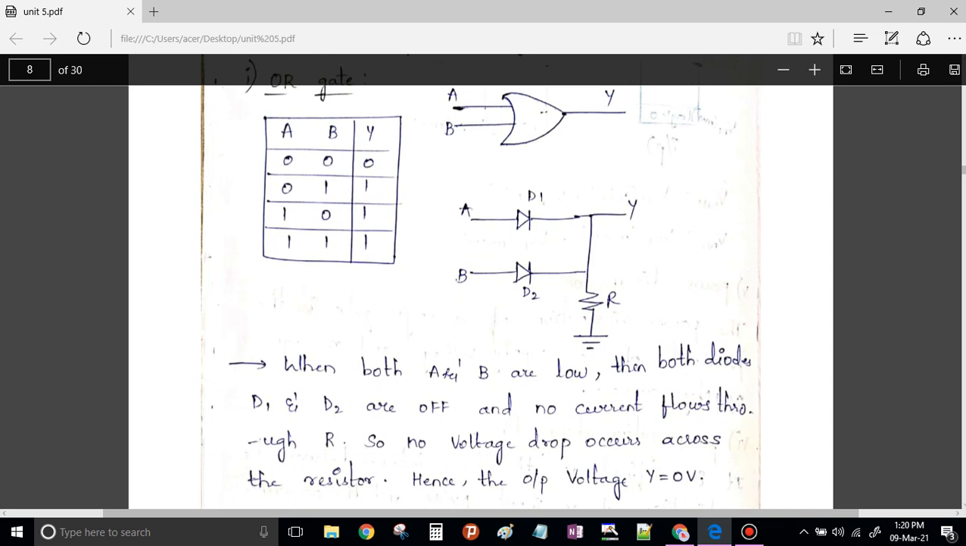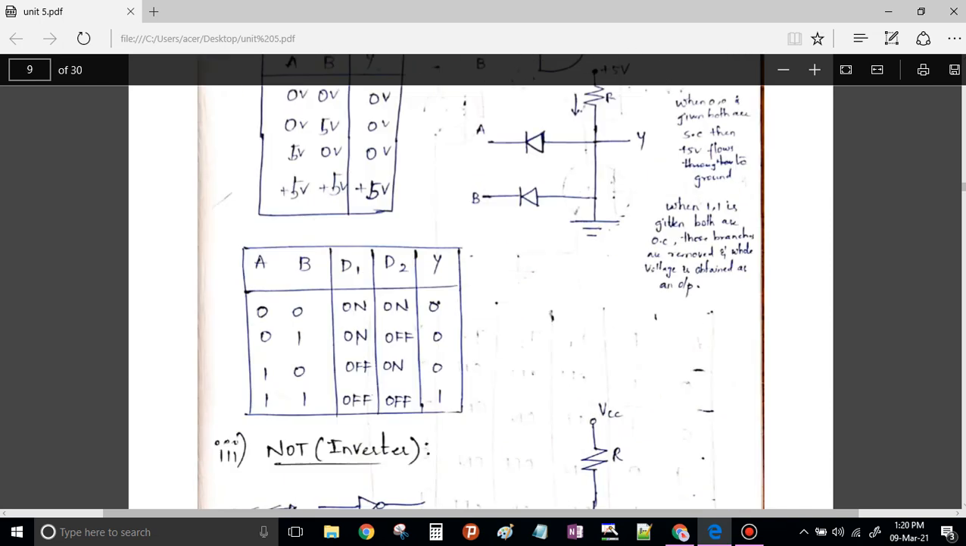Simply remember that when you apply a logic 1 to a diode, it is in forward bias, it acts as a closed circuit, nothing but a switch on, and current flows through your device. If your input is logic 0, the diode is in reverse bias, an open circuit, and no current flows through your device. That's it.